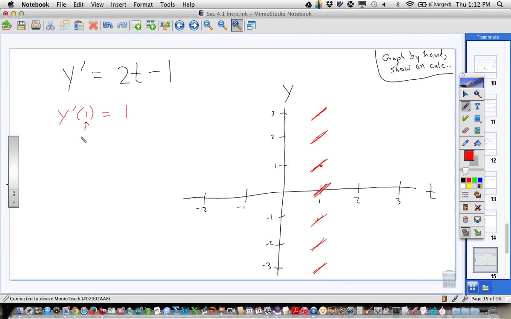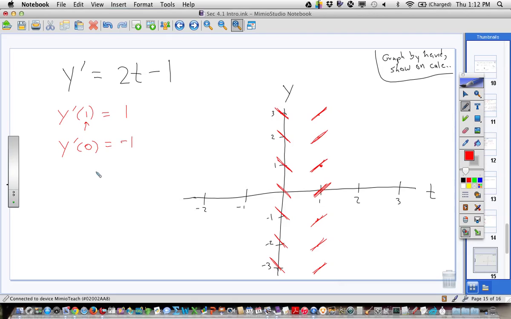Okay, now what's another one? Well, how about at 0? Let's put a 0 in for t. We get -1. So that means here on the y-axis, everywhere on the y-axis, my graph is going to have a slope of -1. So I just draw something that looks like it's about a -1.